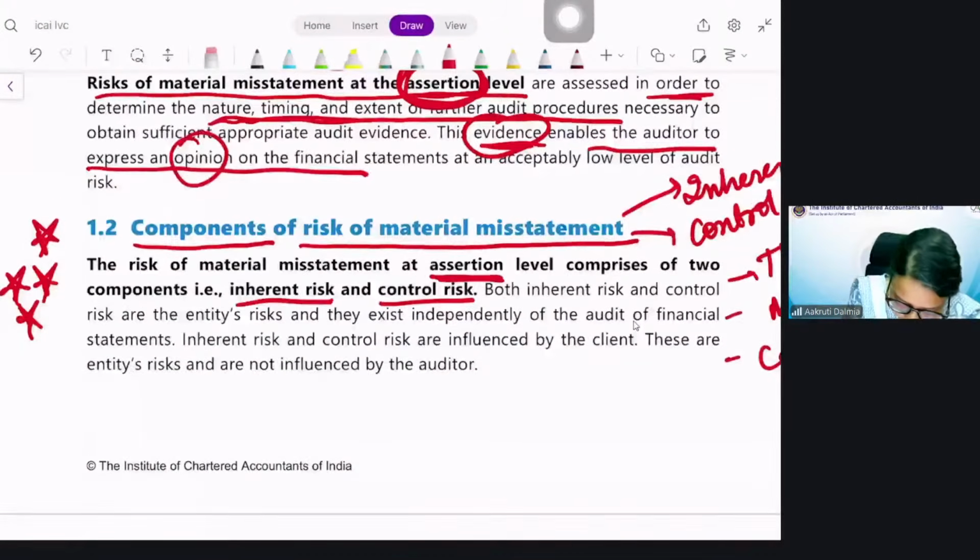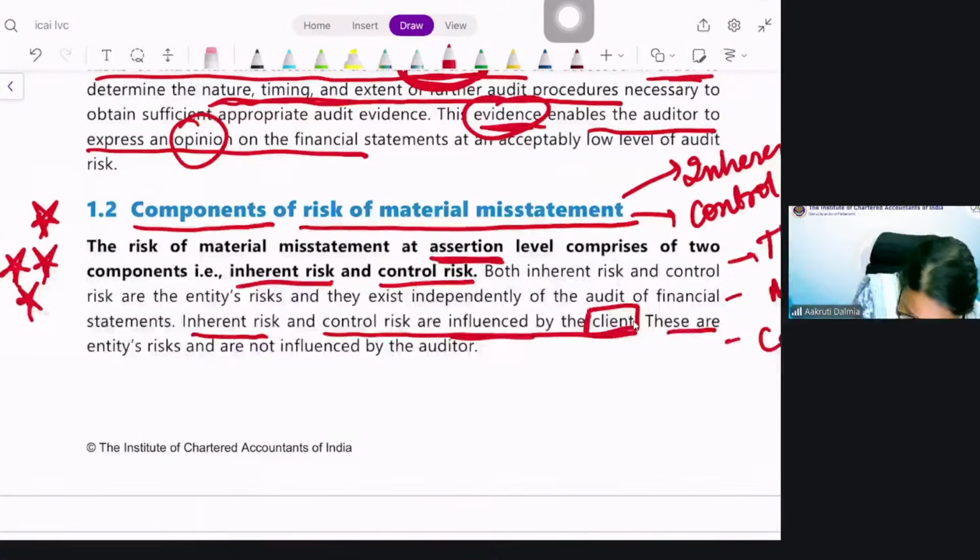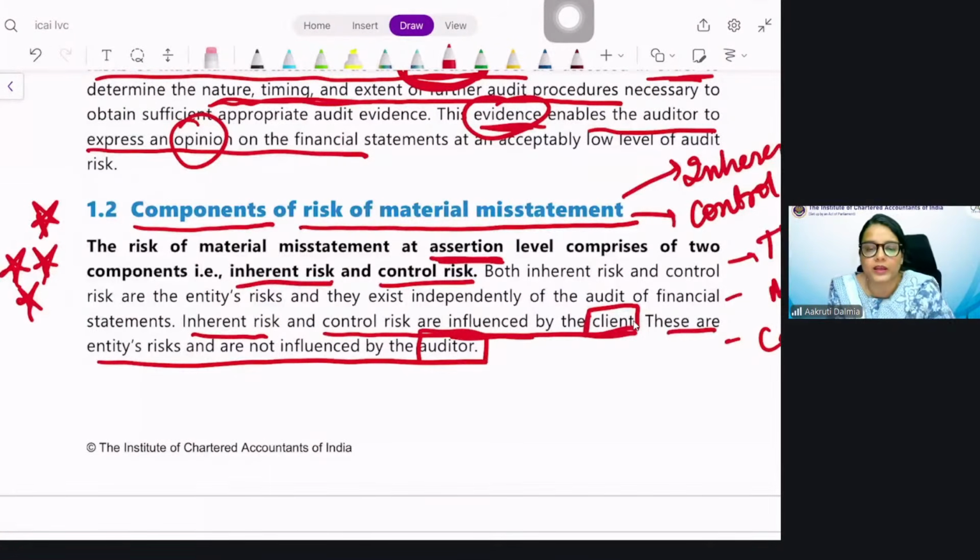Okay. Remember this line. Inherent risk and control risk are influenced by the client. These risks are not influenced by the auditor. Remember this line. Inherent risk and control risk are influenced by the client, and these are the entity's own risks and they are not influenced by the auditor.